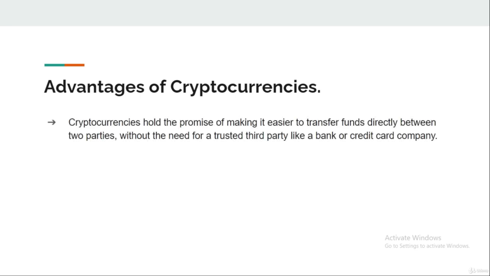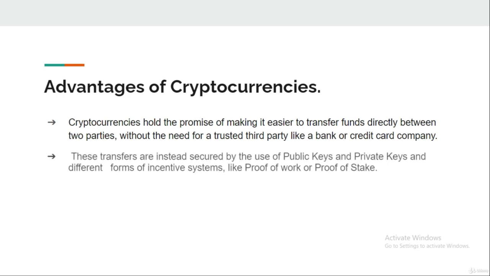Cryptocurrencies hold the promise of making it easier to transfer funds between two parties without the need of a trusted third party like a bank or a credit card company. Yes, the transaction process of cryptocurrencies is pretty easy and convenient as the transfer is conducted through blockchain technology. There is no need of a third party organization like a bank or government for secure transfer of these virtual currencies. For transferring cryptocurrencies, only the public key of a person is required. That's it. These transfers are instead secured by the use of public keys and private keys and different forms of incentive systems like proof of work or proof of stake.